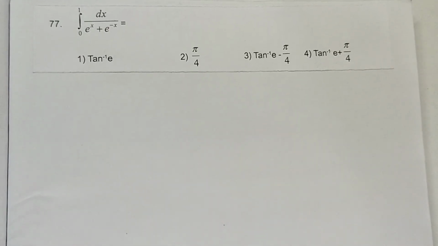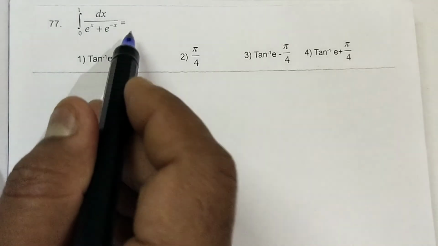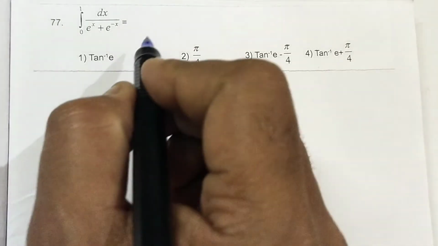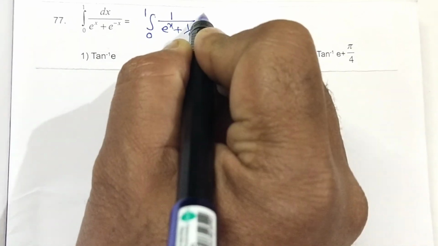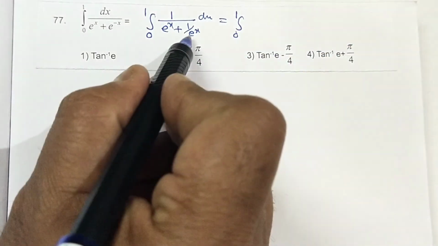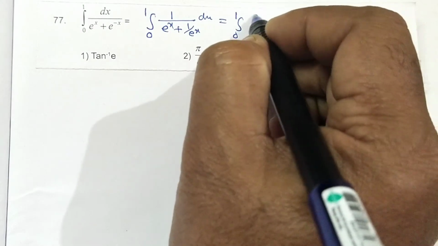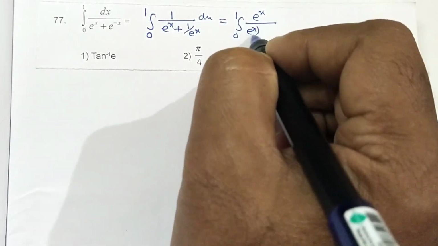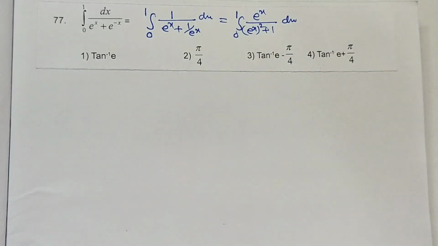The next question, integral 0 to 1 1 by e power x plus e power minus x dx. First what we have to do is integral 0 to 1 by e power x plus e power minus x is 1 by e power x into dx, you write it. So integral 0 to 1, after taking LCM in the denominator, e power x by e power x whole square plus 1 into dx.